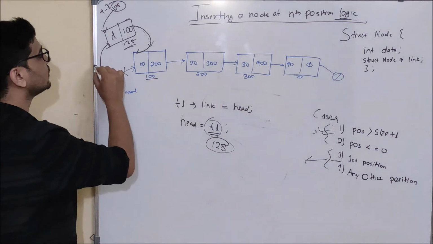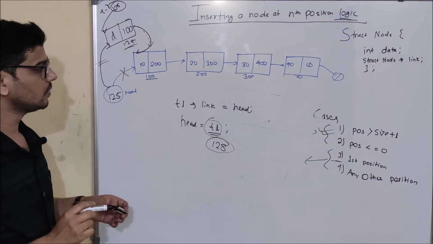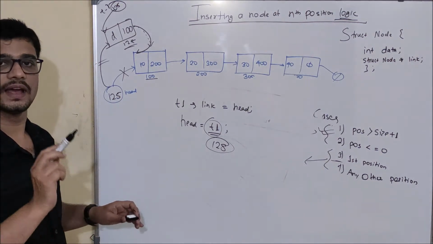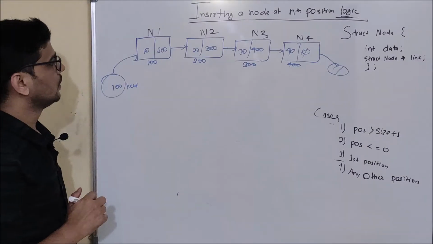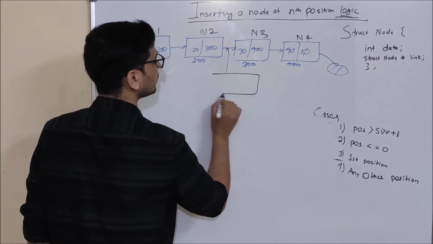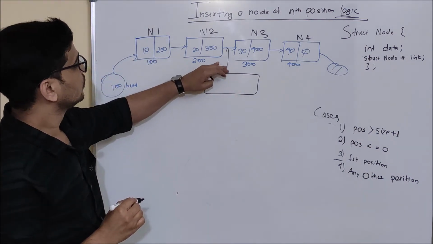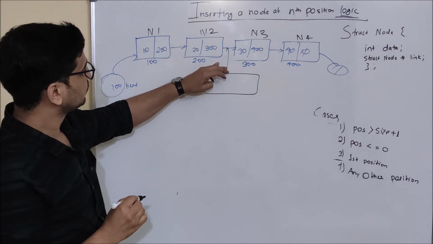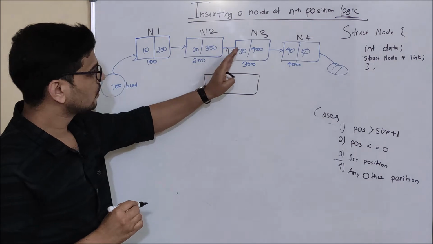So this is, friend, how we can insert a node at first position in a linked list. Now we will see how to insert a node at any other position in a linked list. Suppose we want to insert a node at second position, that is here. So to insert a node at this particular position, where do we need to reach? We need to reach here or here.